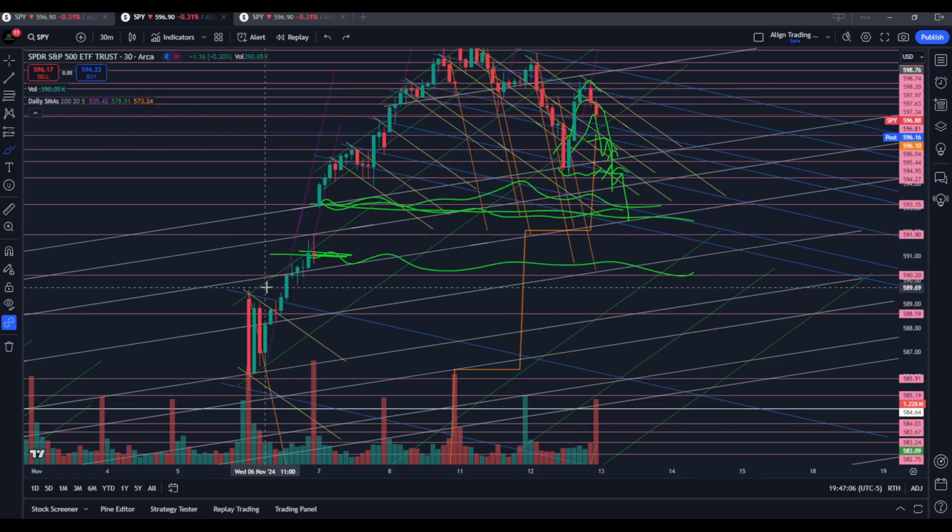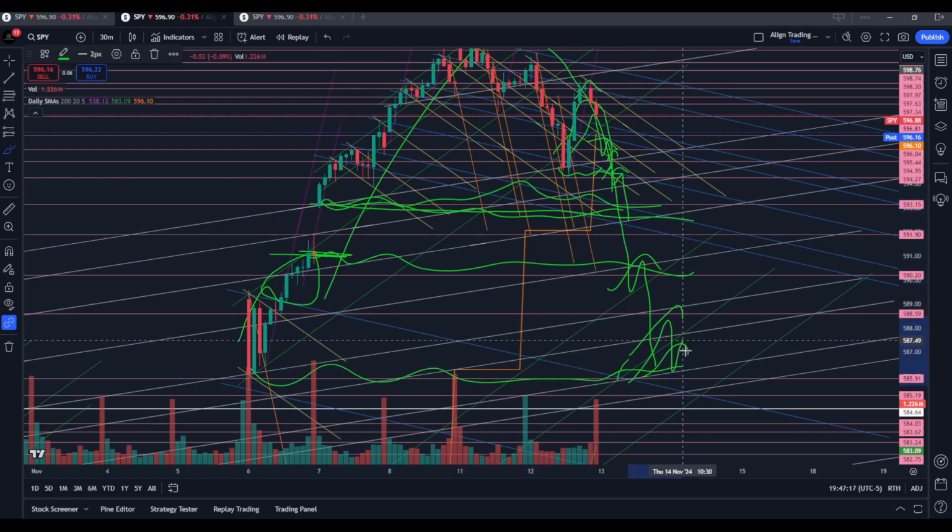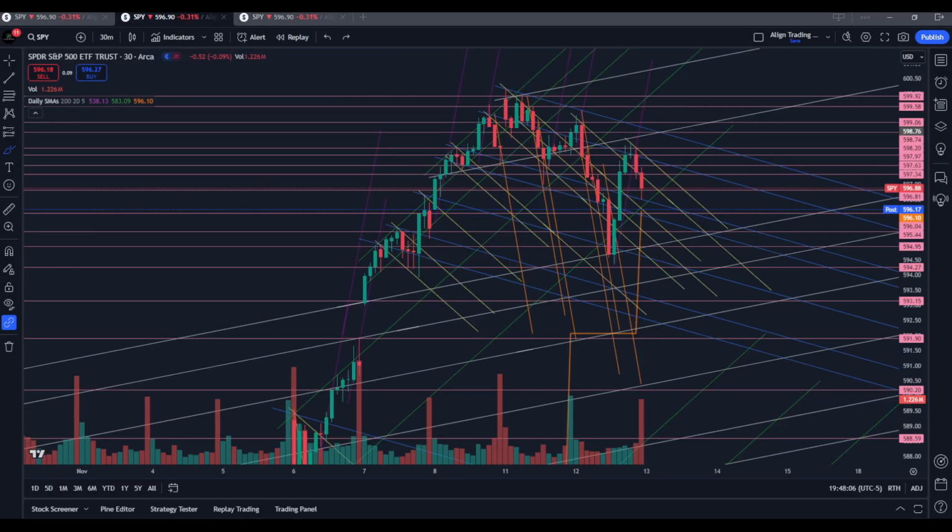Otherwise, if we break both of those levels, be watching for us to head down. Could start to form something like this. And then ultimately, if we were to break down even lower, now we do have CPI tomorrow, and we will probably start with a gap up or gap down. So just be paying attention to that, understand where we are and what's going on here.